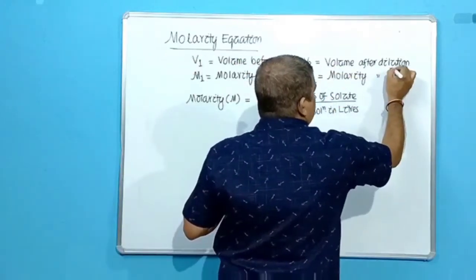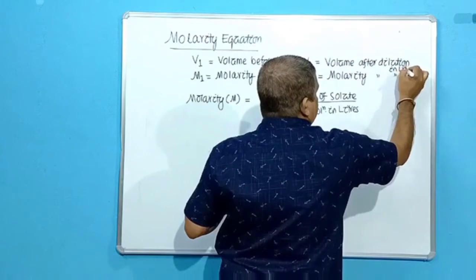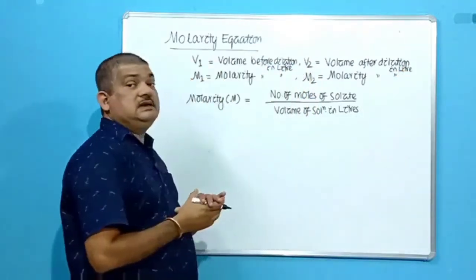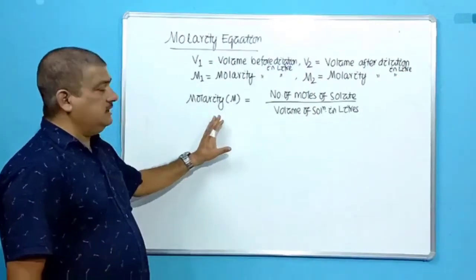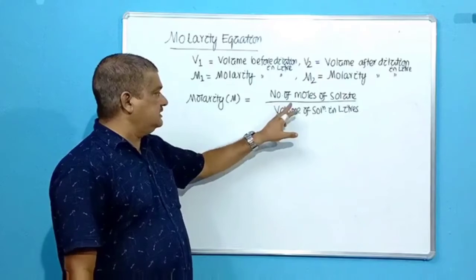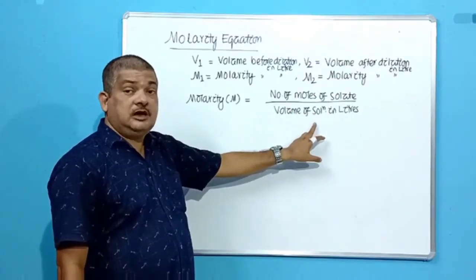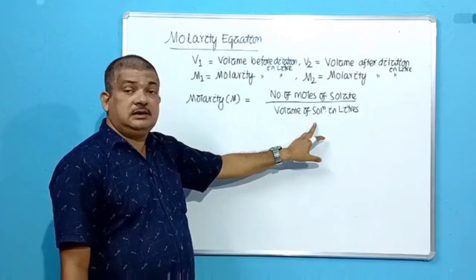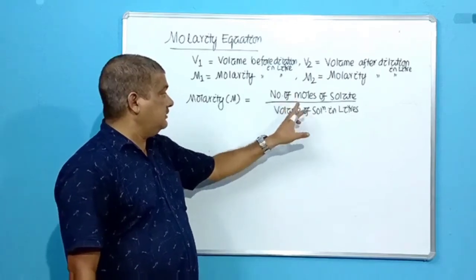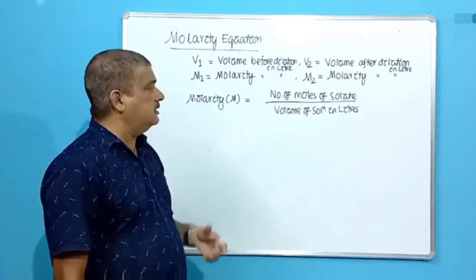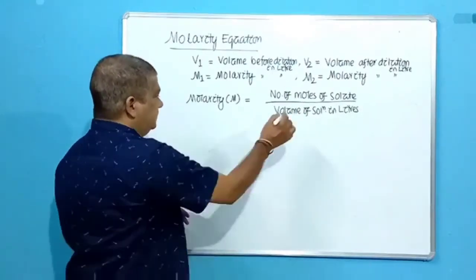V2 is the volume after dilution in liters. So we are taking the volume in liters. Molarity, we have discussed already, is the number of moles of the solute present per 1 liter of the solution. So it is found by number of moles of solute divided by volume of the solution. We have already done it.